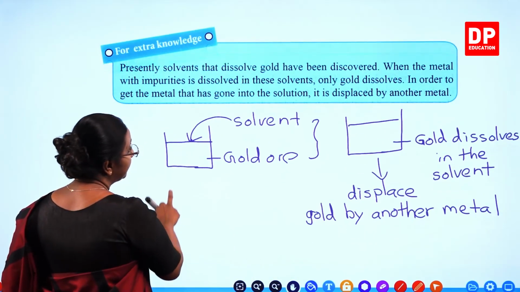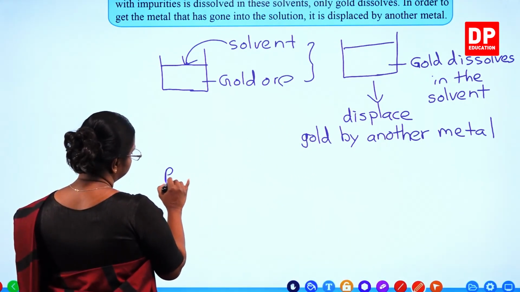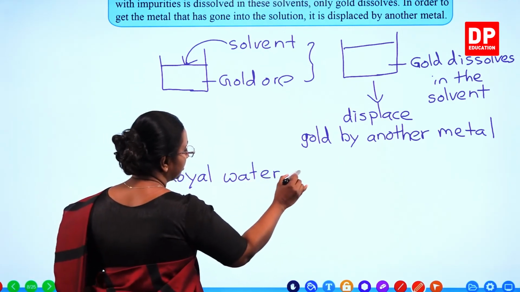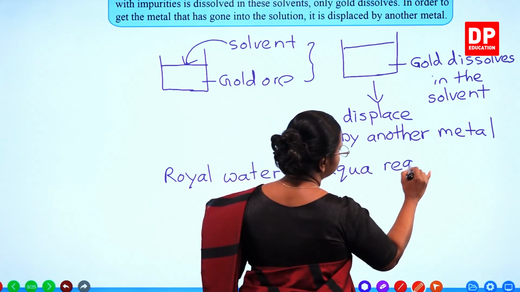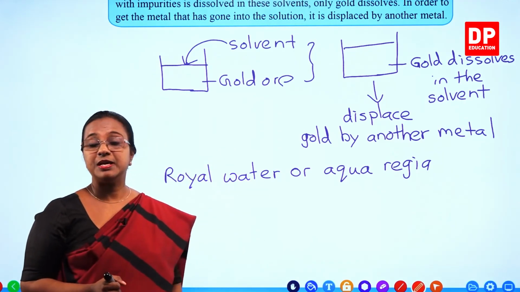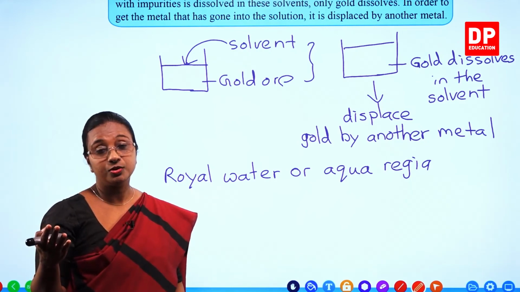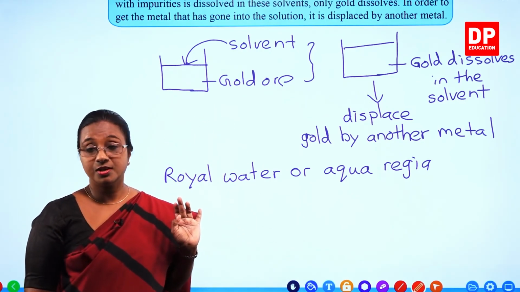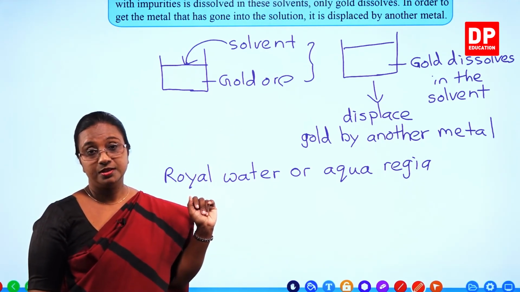As an example, as I told you before, royal water, or aqua regia. Aqua means water, regia is royal. Royal water is a mixture of acids that can be used to dissolve gold. Like this, you can also refer to different solutions or solvents that can dissolve gold.